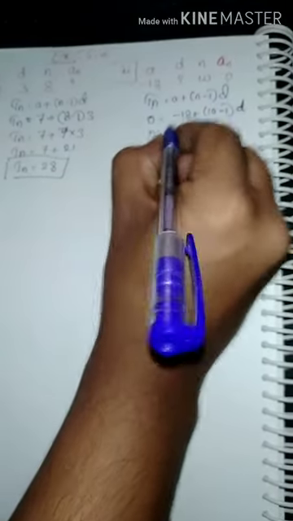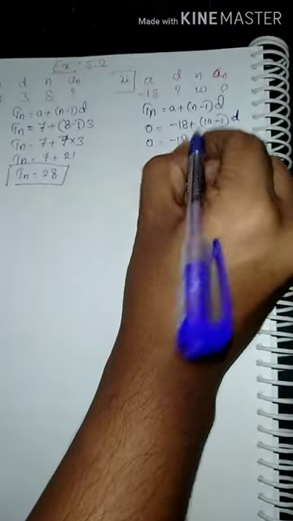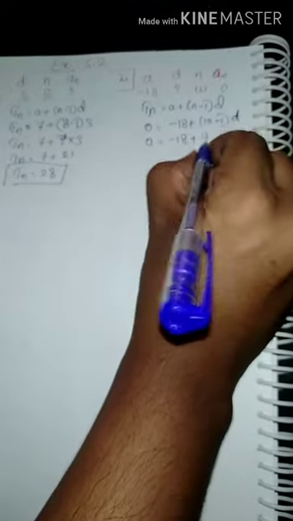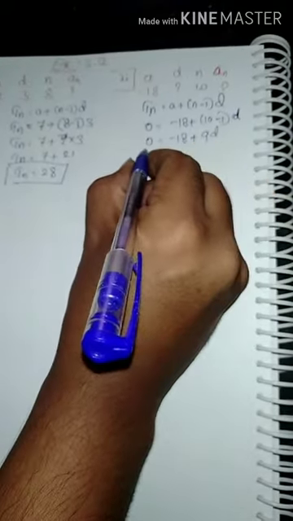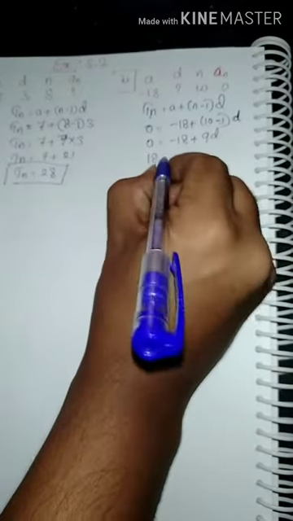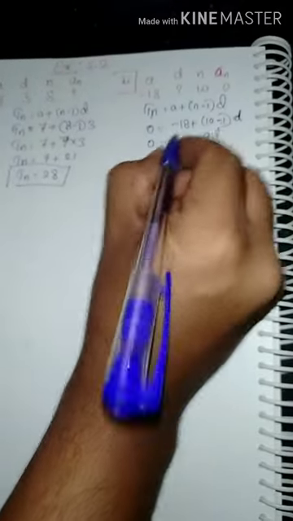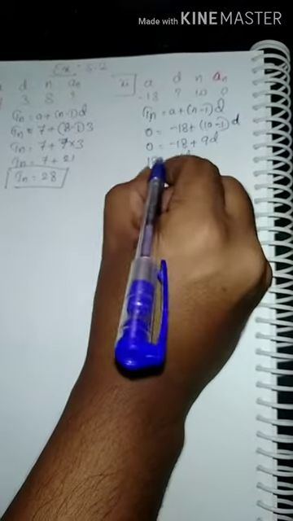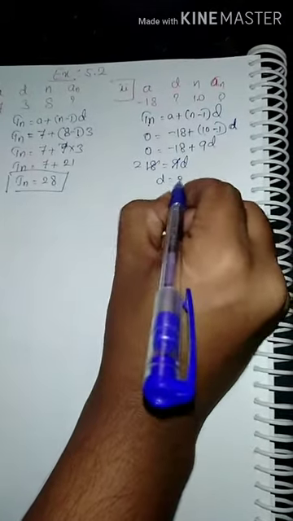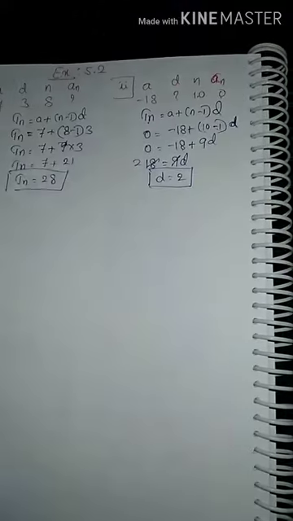So 0 equals minus 18 plus 10 minus 1 is 9, 9 into D, 9D. So minus 18 moves to the left hand side and becomes plus 18. 0 plus 18 becomes 18, and on the right hand side, write 9D as it is. 9 ones are 9, 9 twos are 18. So the value of D is 2. D is equal to 2.